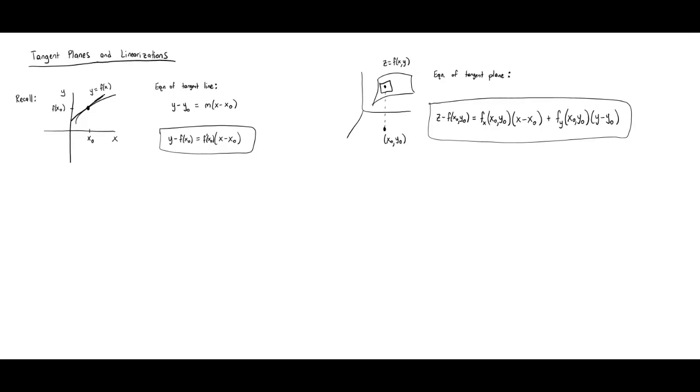Now, oftentimes this f of x naught, y naught, they'll write as z naught. So sometimes you'll see the equation written as z minus z naught equals everything else. So before I do an example, I also want to touch on the linearization.